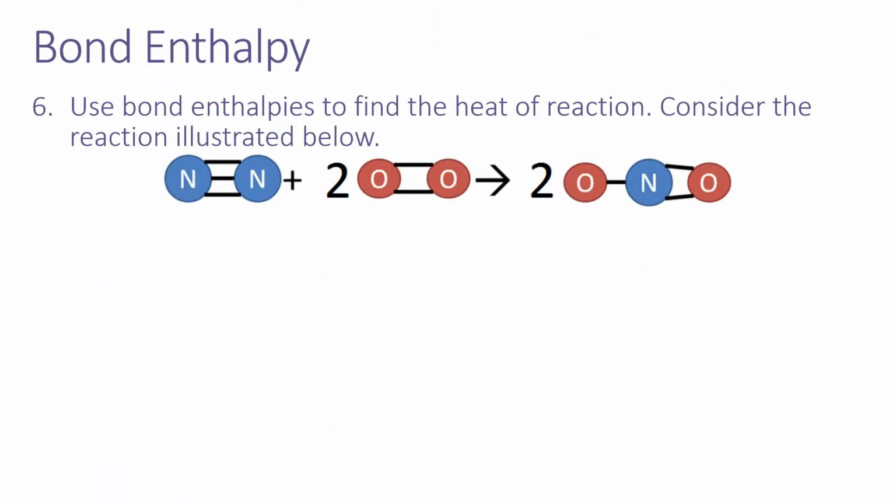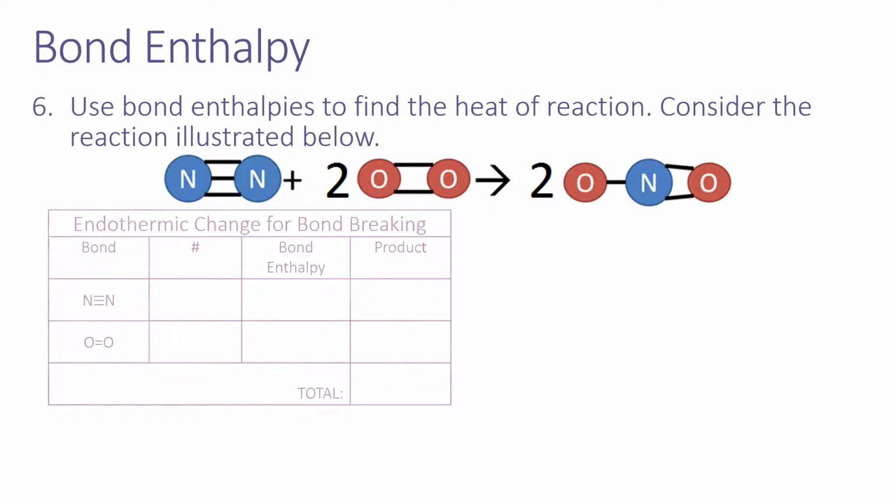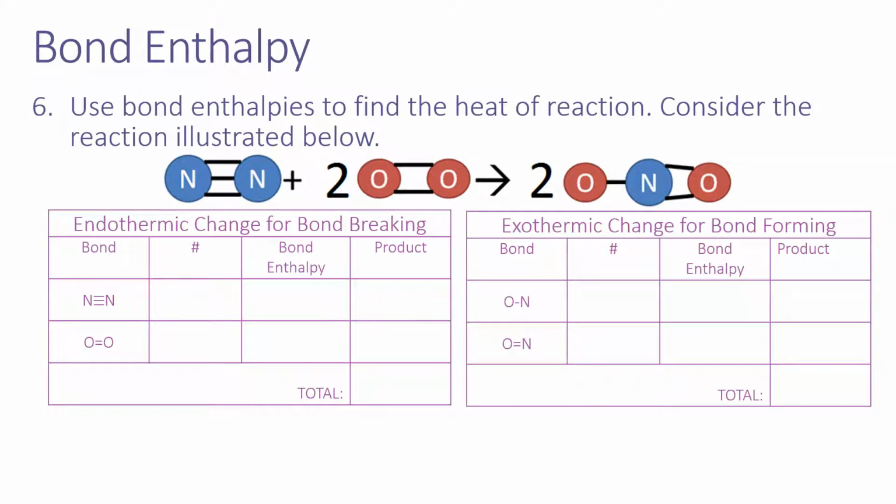For question 6, we are going to use bond enthalpies to find the heat of reaction. So this reaction has Lewis structures. What we need to do is take inventory here about which bonds are breaking and which bonds are forming. So I have a nitrogen to nitrogen triple bond that is breaking, and then I've got a couple of O2 double bonds that are breaking, and I'm going to form a nitrogen to oxygen double bond and nitrogen to oxygen single bond. So there is one nitrogen to nitrogen triple bond.